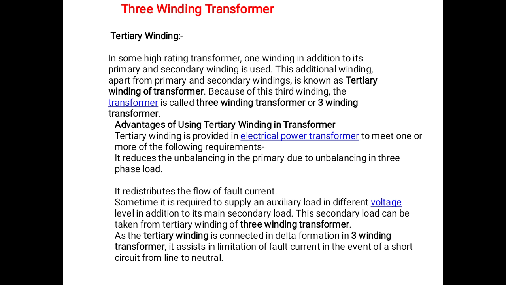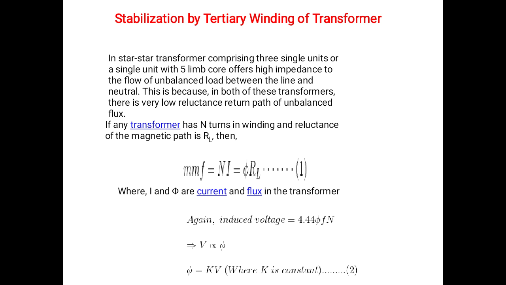As the tertiary winding is connected in delta formation in a 3-winding transformer, it assists in limiting the fault current in the event of a short circuit from line to neutral. It means it also limits the fault current and reduces the level of fault in the secondary of the transformer. Now, stabilization by the tertiary winding of the transformer.